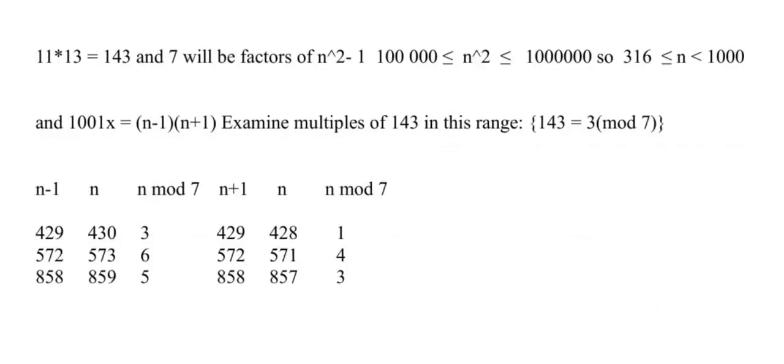So if you look at this table, we will see that the candidates for n minus 1 are 429, 572 and 858, because they are the multiples of 143 between 316 and 1000. And the n's which those yield are 430, 573, 859. And in each case, respectively, n mod 7 is 3, 6, and 5. If we work out that 430 mod 7 is 3, because 143 is 3 mod 7, we can simply add 3 here as we compile this table.